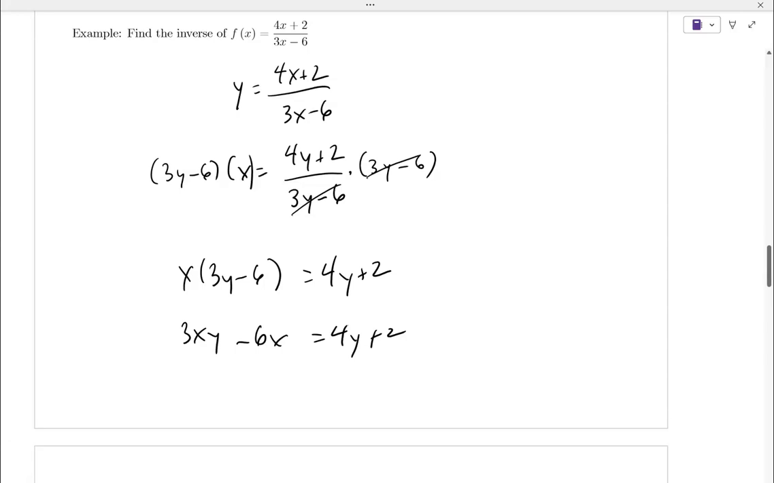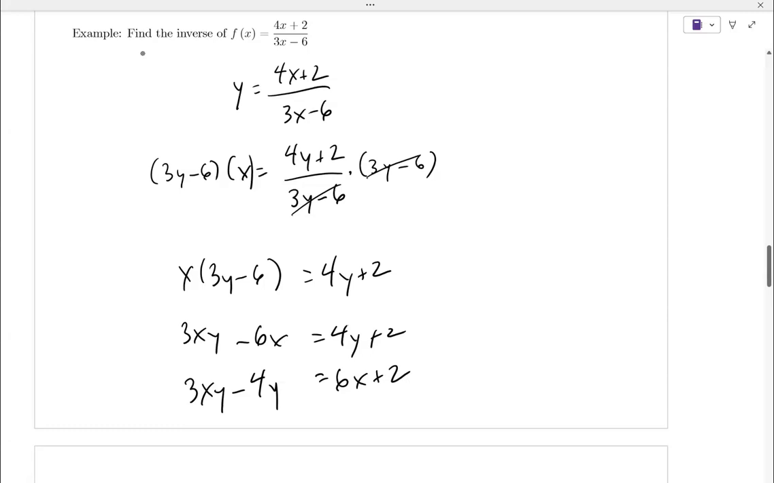Again, we're trying to isolate the y. So what do you think we should do next? Well, I want to isolate the y, though, right? I got y's on both sides. Yeah, I'll take the 4y over to the other side. And if I want to isolate the y, what do you think you want to do with that 6x? Add it to the other side.